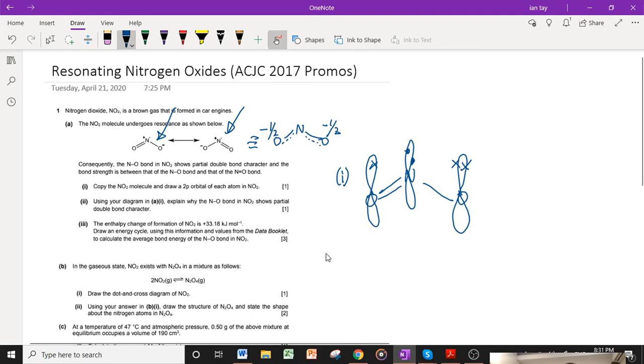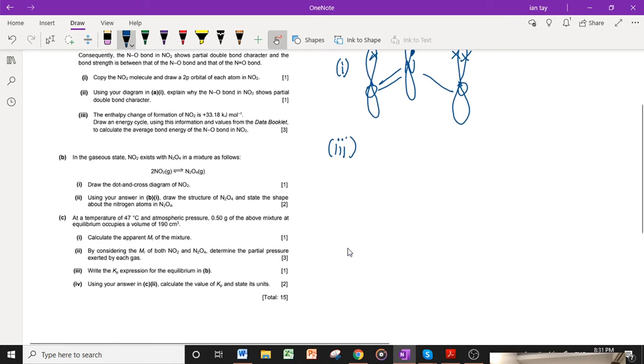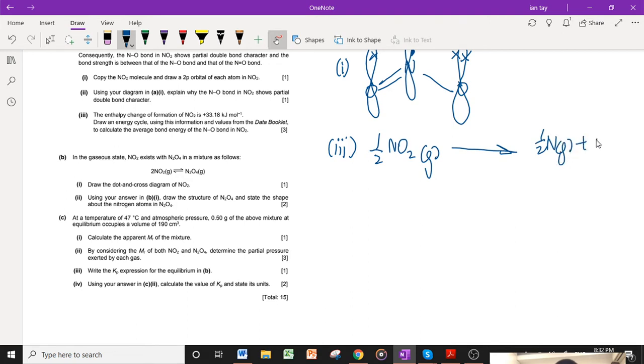And let us take a look at part 3. The enthalpy change of formation of NO2 is plus 33.18 kilojoules per mole. So we are asked to draw an energy cycle using this information and using values from the data booklet to calculate the average bond energy of the NO bond in NO2. Bond energies are for breaking bonds in gaseous molecules to form gaseous atoms. Because one NO2 molecule has two NO bonds, which should be equivalent, we have half NO2 to form half N plus O.